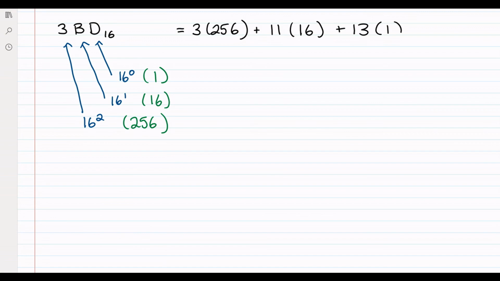So 13 1's. Okay. So when you add all of that up, it would end up totaling 957 base 10. Okay, so there would be an expectation that you should be able to convert binary and hexadecimal numbers into their decimal equivalents using this method.